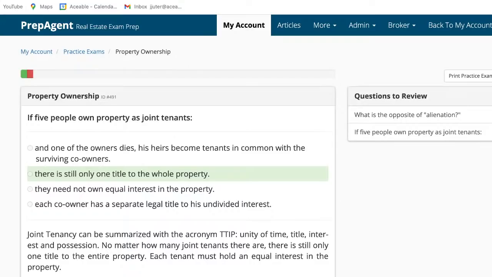Who could tell me what makes a joint tenancy joint tenancy? What do you need for a joint tenancy to be joint tenants? Ponce de Leon says TIP. And that stands for time, title, interest, and possession. Those are known as the four unities. If you never heard that before, I would like you to write it down. Time, title, interest, and possession. Everybody write that down.